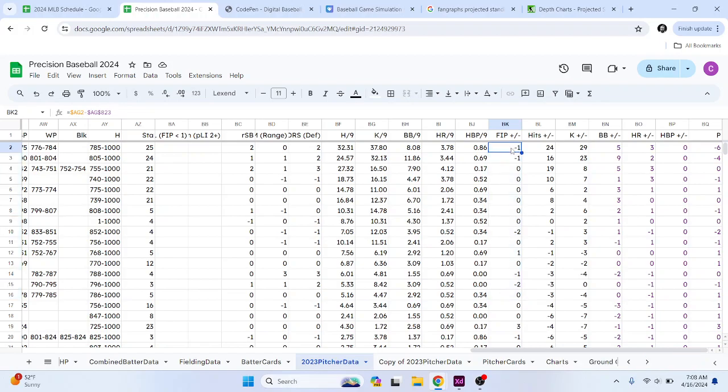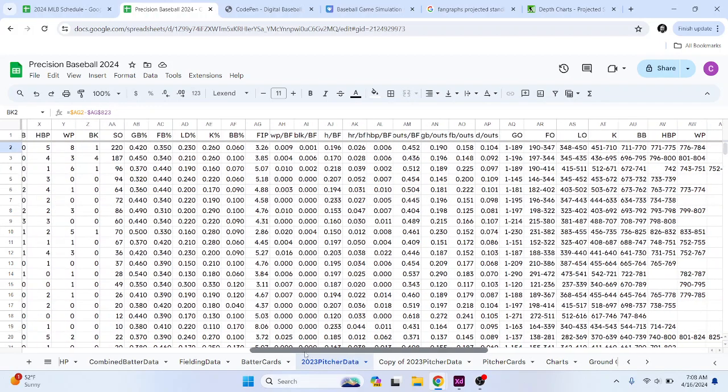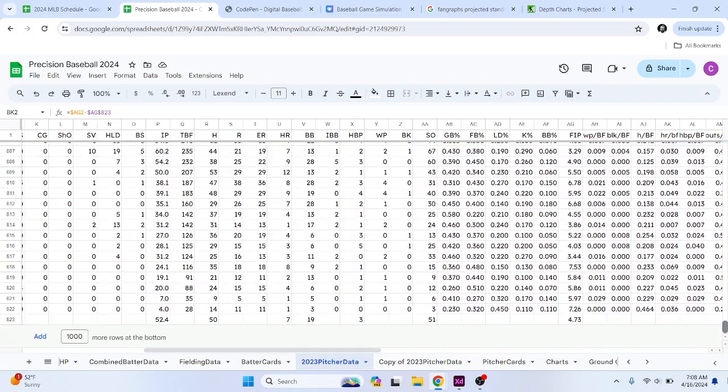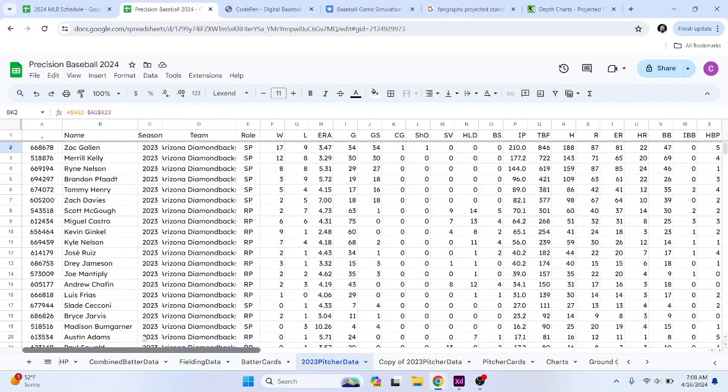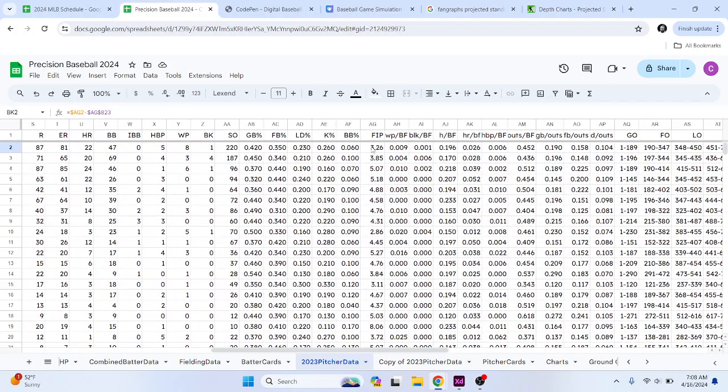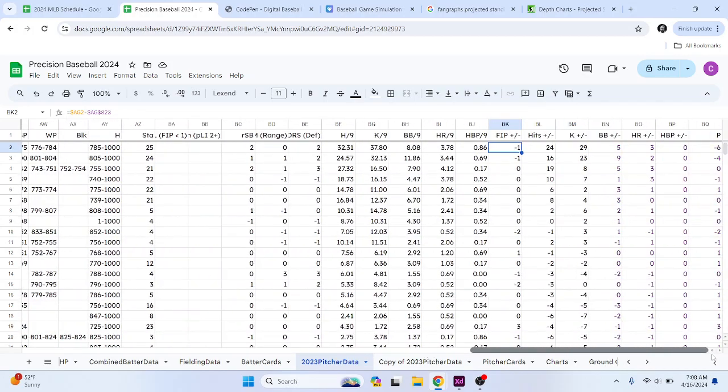So this is the average plus or minus the league FIP, which I figured out here. So this is the league FIP 4.73. And Zach Gallen is at, what is he at? 3.26. So he's about 1.5. If you expand this out, he's about 1.5 better than the league average FIP. You're only seeing a 1 here, but it's calculating all of those extra decimals out there. So you're seeing how much better against the league average FIP they are.